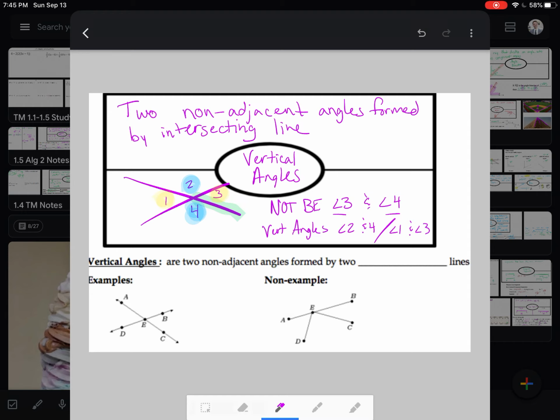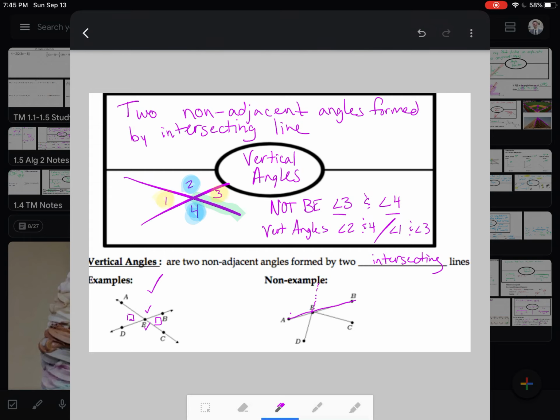Okay. All right. So our vocab words here. Two non-adjacent angles formed by two intersecting lines. And again, we can see an example here. This one works. Two intersecting lines. There's one, and then there's two sets of vertical angles. Here, this is one line, so line AB works. This is great.